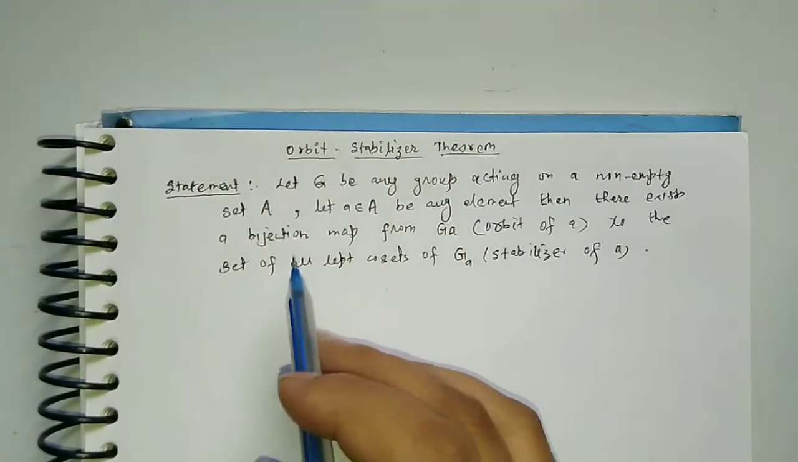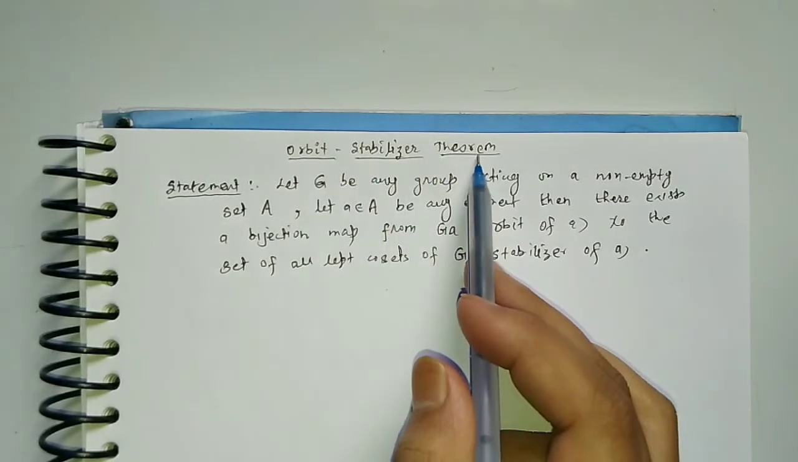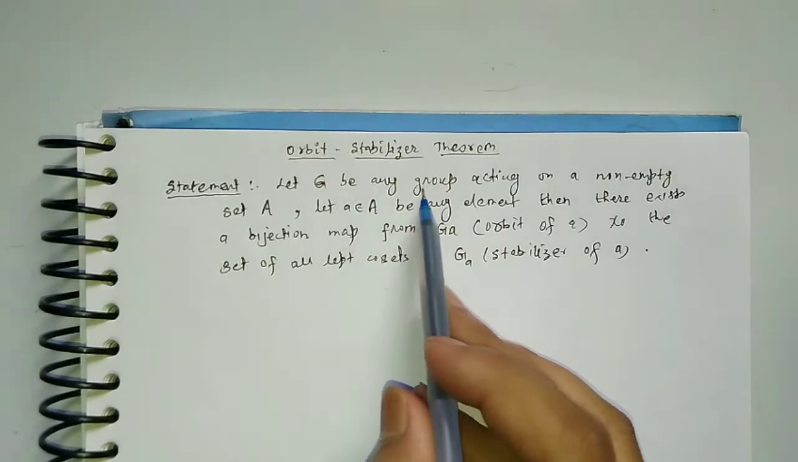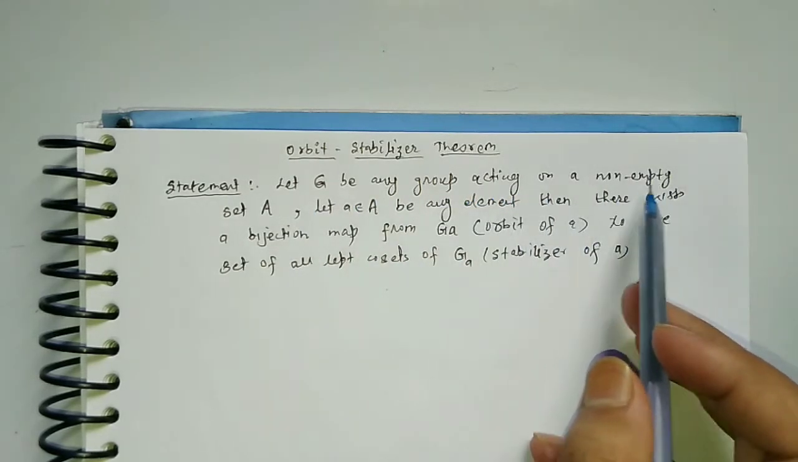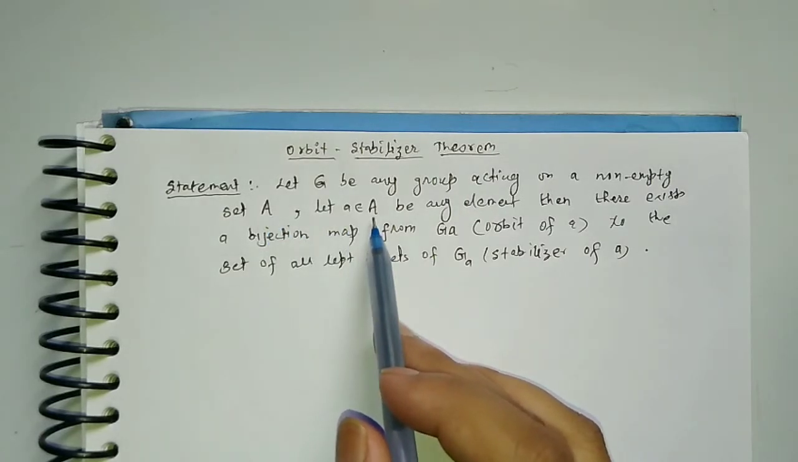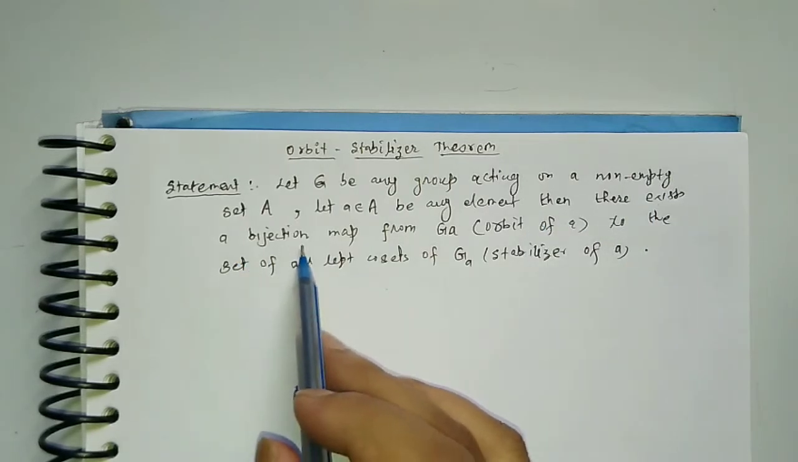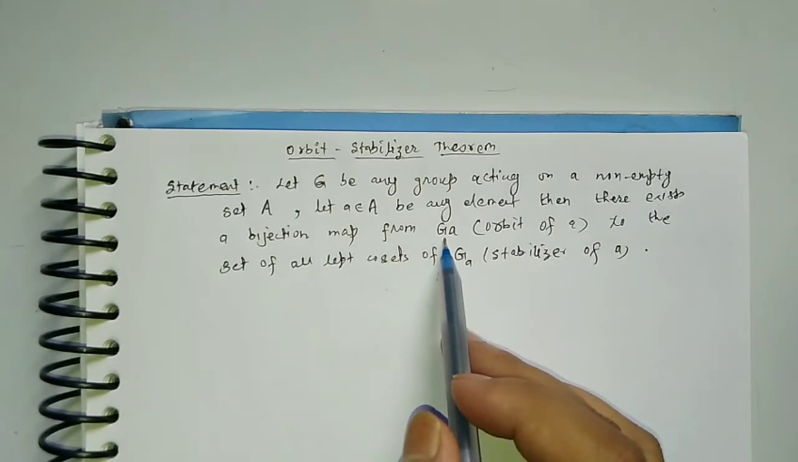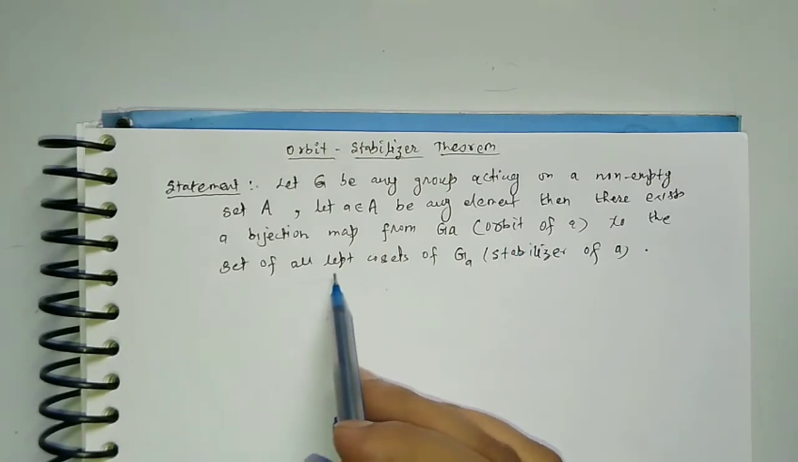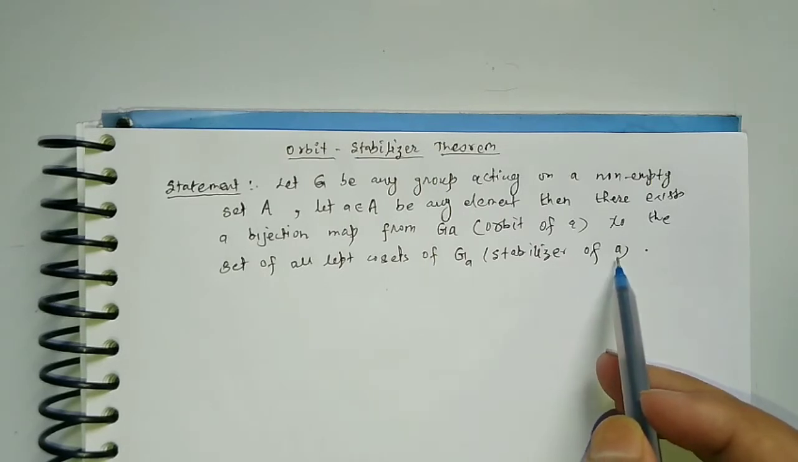Hello friends, today we are going to see the proof of orbit stabilizer theorem. This theorem says that let G be any group acting on a non-empty set A and let small a be any element of capital A, then there exists a bijection map from Ga, that is orbit of a, to the set of all left cosets of Ga, that is stabilizer of a.